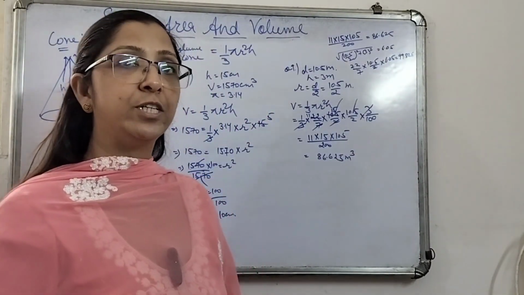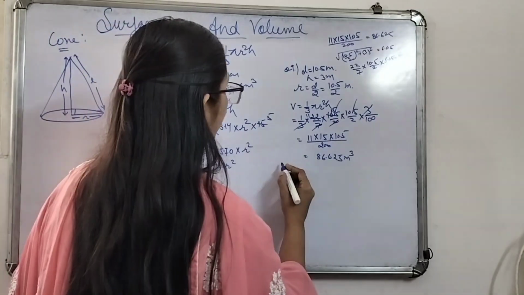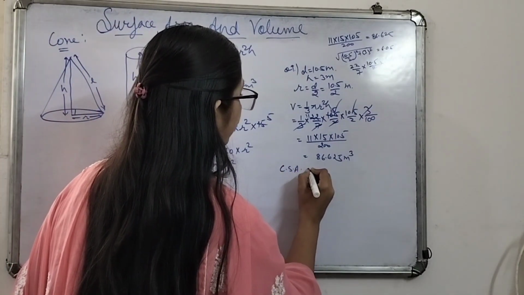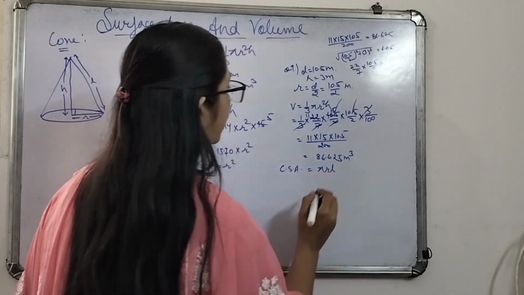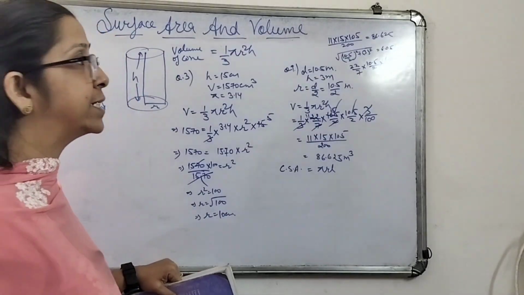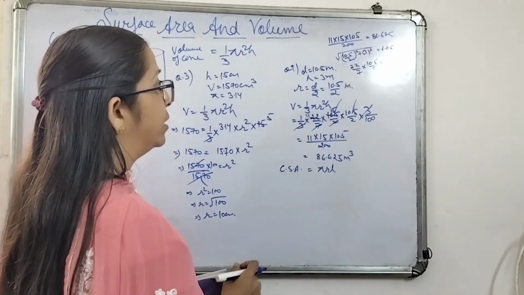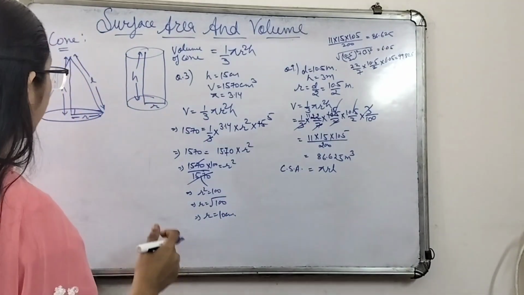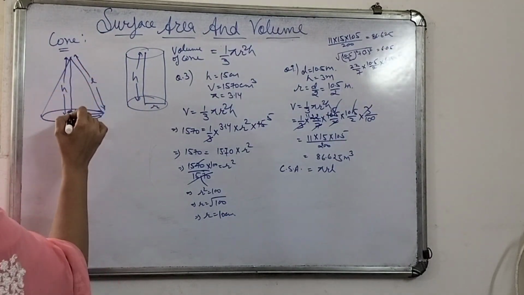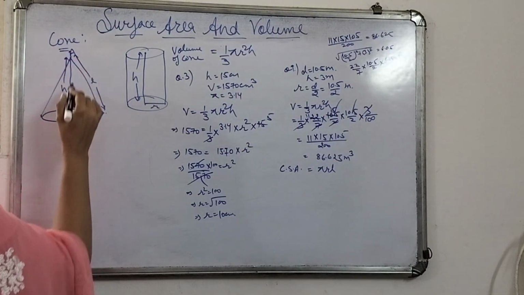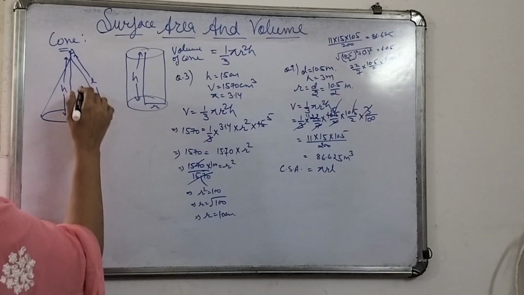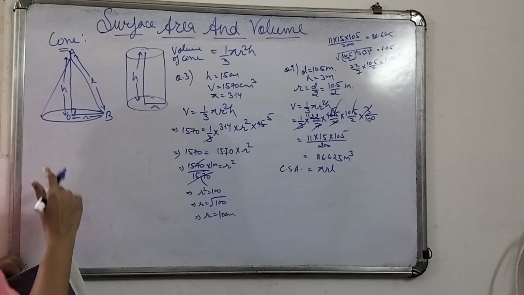Now we want the curved surface area of the cone, and we know that the curved surface area of a cone is given by pi r L, where L is the slant height. Over here we have h, we have r too. So how to find the slant height? We have discussed earlier that this is a right angle triangle. If this is A, this is O, and this is B, then AOB is a right angle triangle.